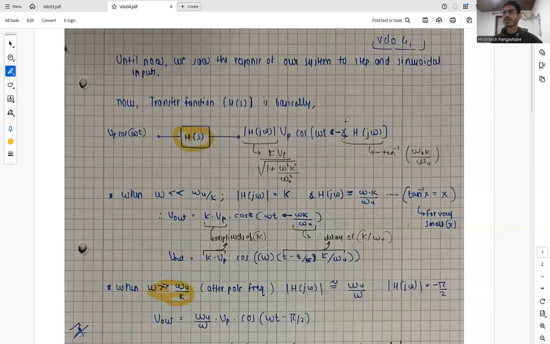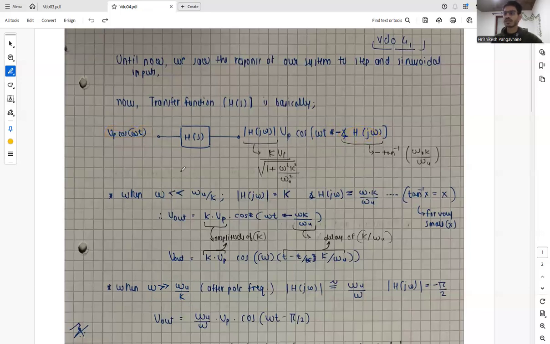Until now, we saw the response of our system to step and sinusoidal inputs. Now let's say we have a system H(s), and we have an input of Vp cos omega t. This is a sinusoidal input, and we can write our output as the magnitude or gain times Vp cos of omega t minus the angle or the phase introduced by our system or our transfer function.